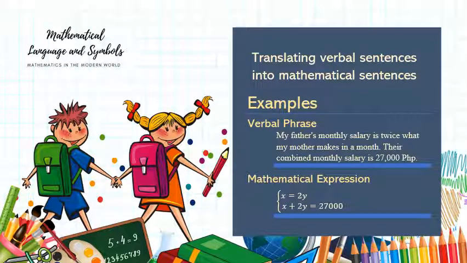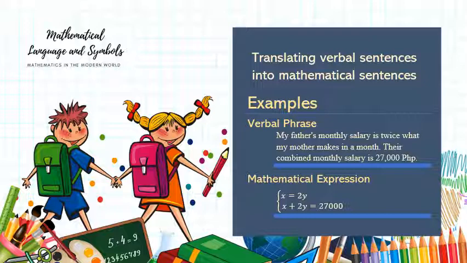Third, my father's monthly salary is twice what my mother makes in a month. Their combined monthly salary is 27,000 pesos. So the mathematical sentence for that is a piecewise function. You declare x equals 2y and x plus 2y equals 27,000. This set of equations is called a system of equations. In particular, it is a system of two linear equations in two unknowns.